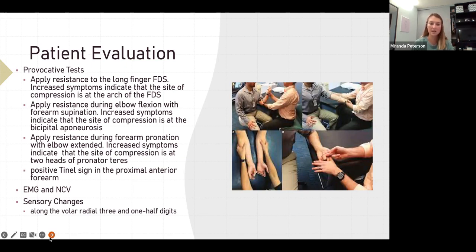Other tests are the EMG and NCV. You can get those done to test if it is pronator syndrome. Other things an OT can look at are sensory changes. Since it is median nerve entrapment, you'd want to see sensory changes along the median nerve distribution, so along the volar radial 3.5 digits.